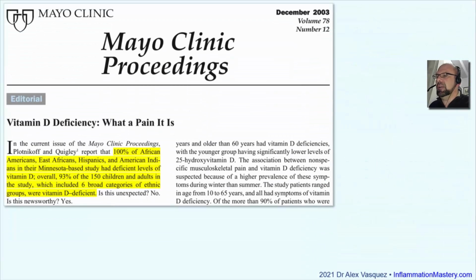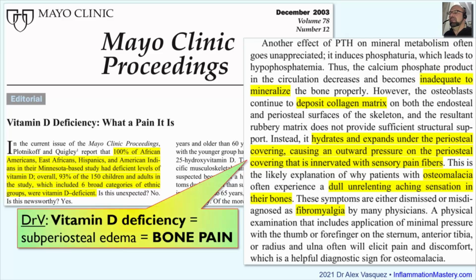Now let's look at some details from a journal that I'm sure most of you will respect called Mayo Clinic Proceedings. This was published in 2003. Vitamin D deficiency, what a pain it is. And here, Dr. Michael Hollick does a great expert-level job of describing how vitamin D deficiency causes chronic skeletal pain. And what it comes down to is basically this.